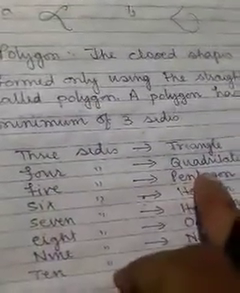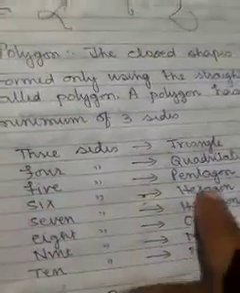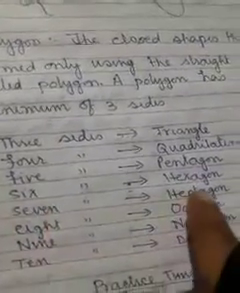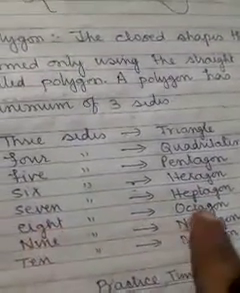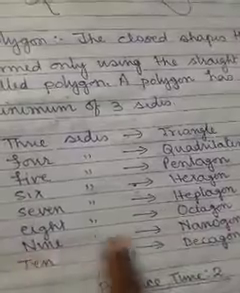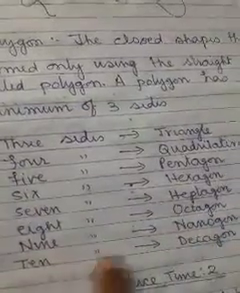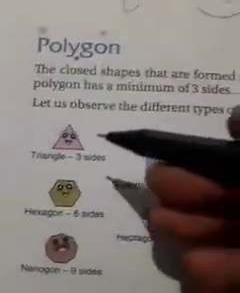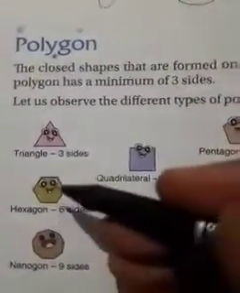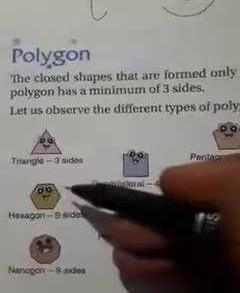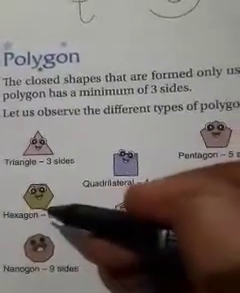5 sides, pentagon. 6 sides, hexagon. 7 sides, heptagon. 8 sides, octagon. 9 sides, nonagon, and 10, decagon. In your book also, on page number 70, you can find this. Look here, triangle 3 sides, hexagon 1, 2, 3, 4, 5, 6, hexagon.